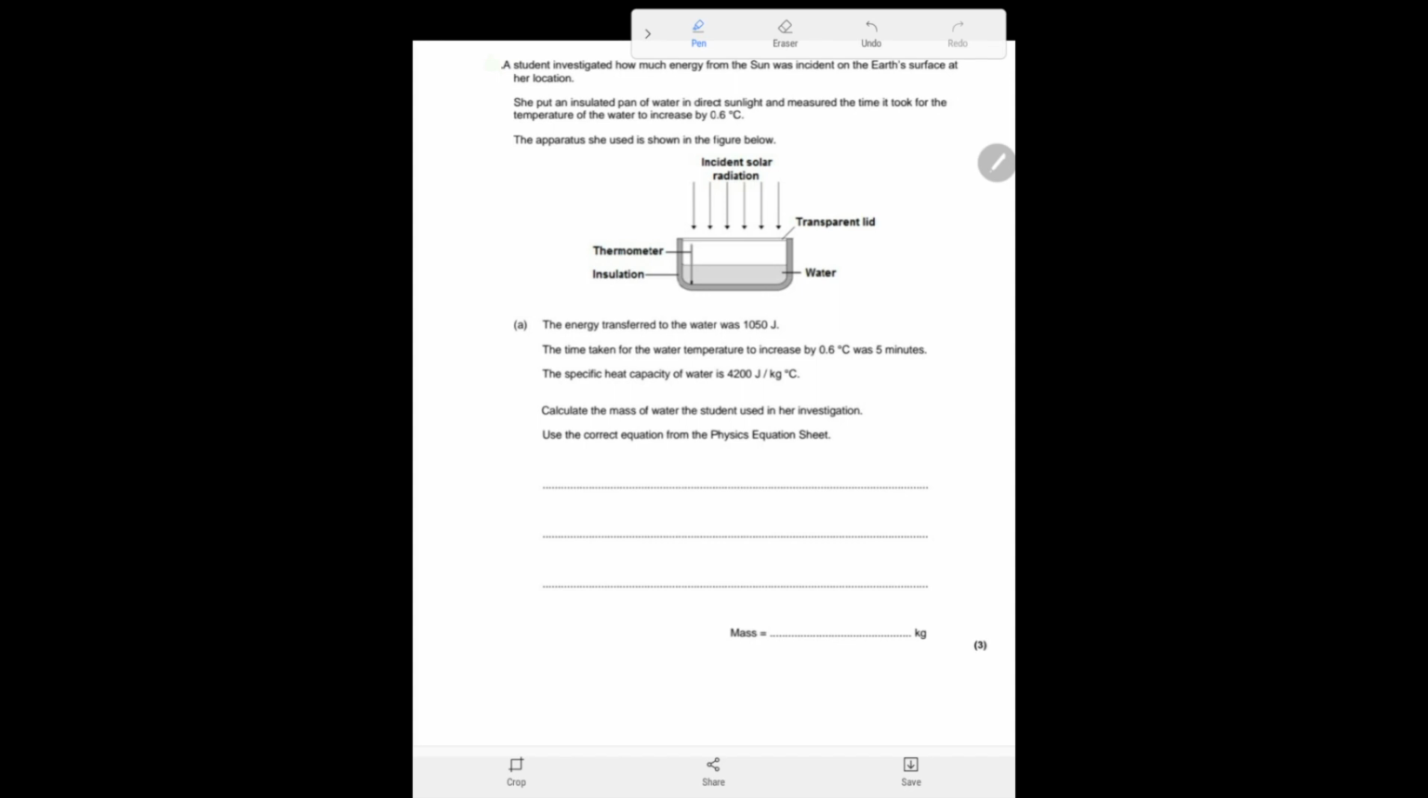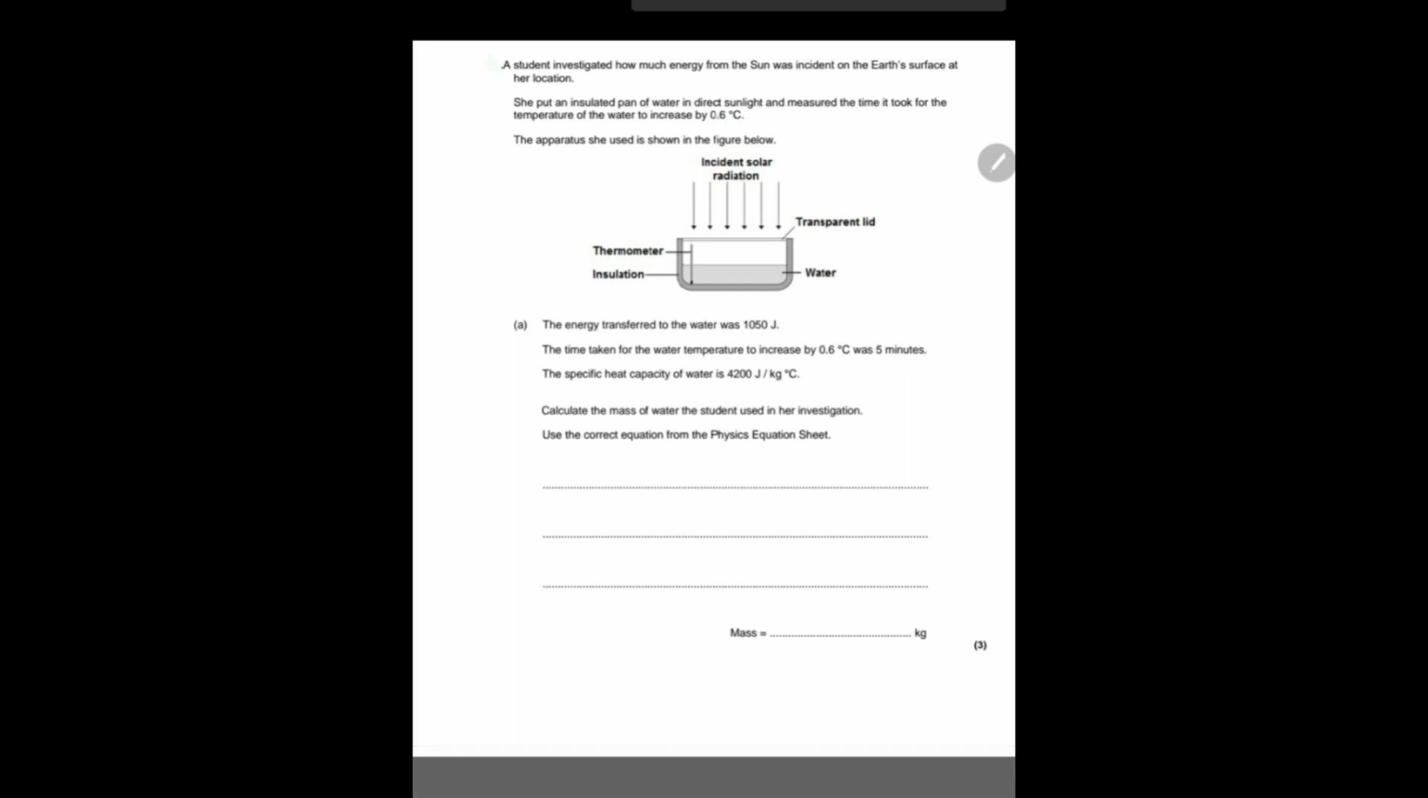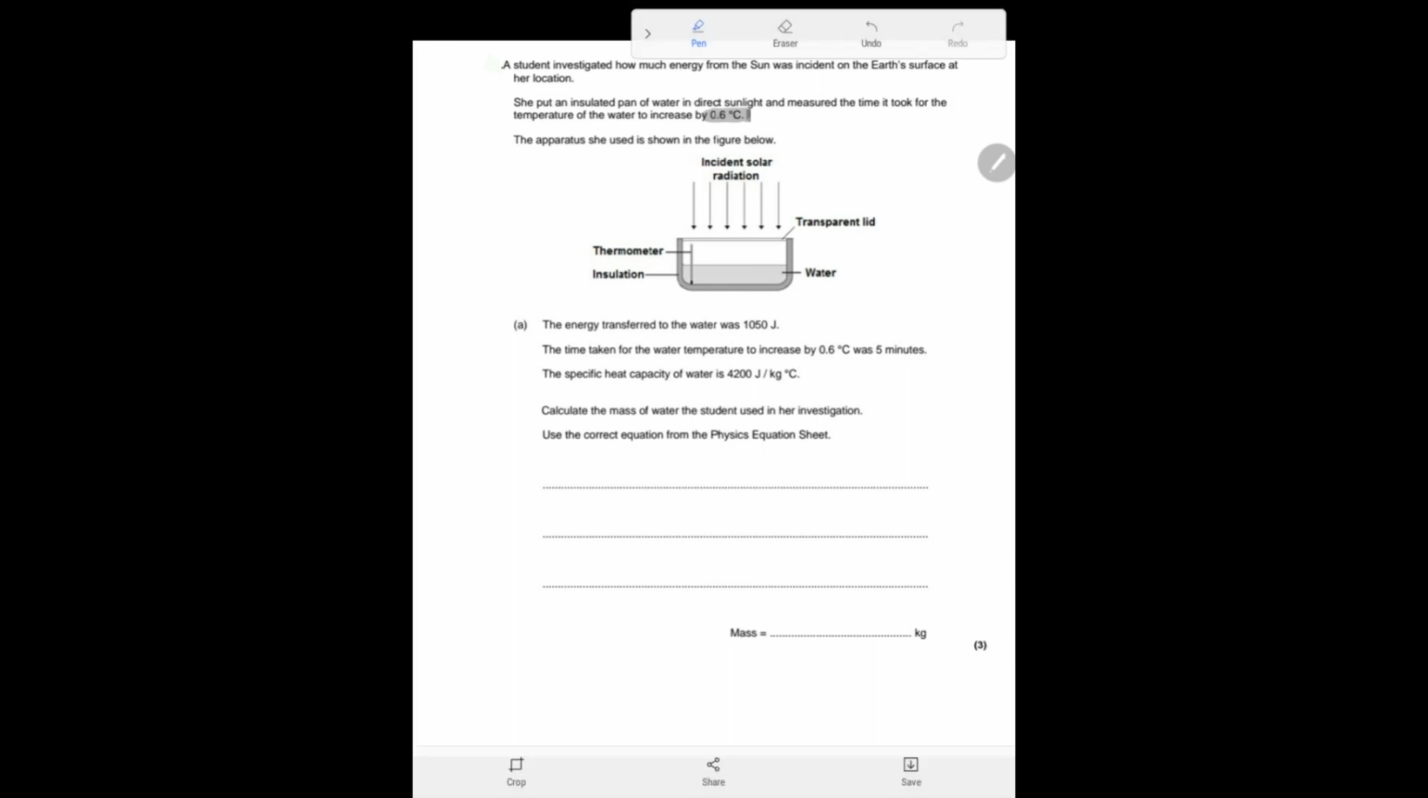A student investigated how much energy from the sun was incident on the Earth's surface at her location. She put an insulated pan of water in direct sunlight and measured the time it took for the temperature of the water to increase by 0.6 degrees. That there is an important piece of information: 0.6 degrees. The apparatus she used is shown in the figure below.